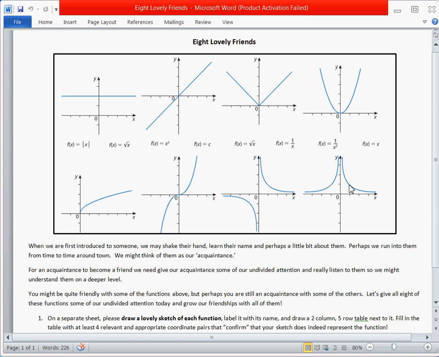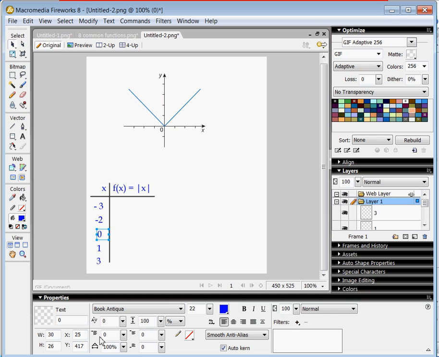And what I want you to do is label it and then create a little chart, a little table. So here's an example. I took this function to start with. I sketched it out, of course, I did that in the computer. And I made a little x and y chart. Remember, you could call it f of x equals absolute value of x, or y, whatever. So I'm pretty sure this is the absolute value function. I just have a pretty good memory of that.